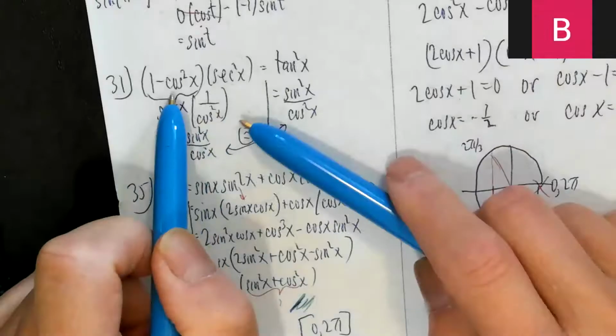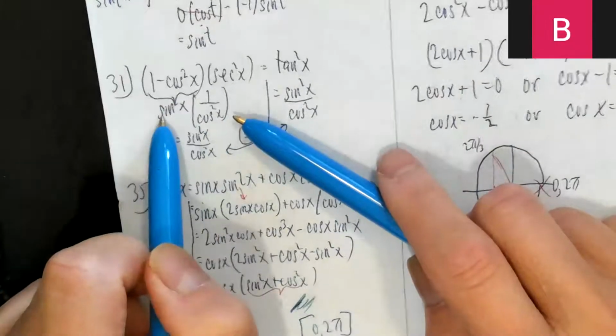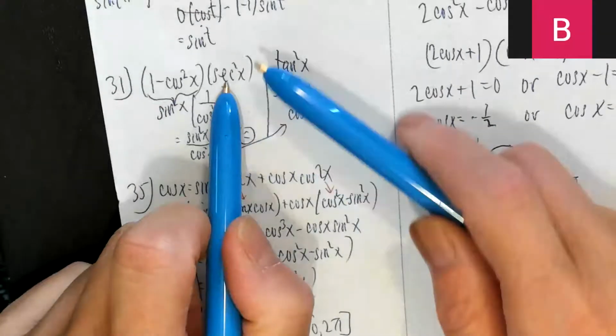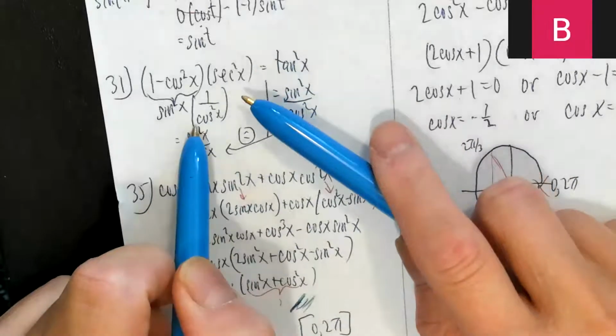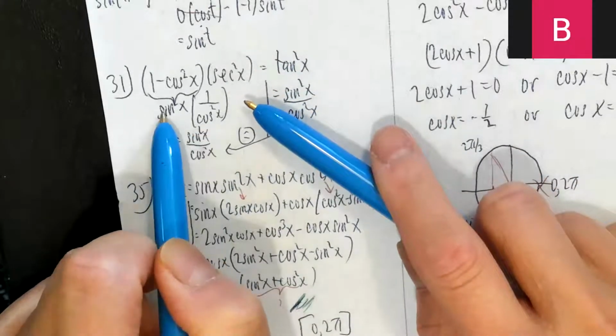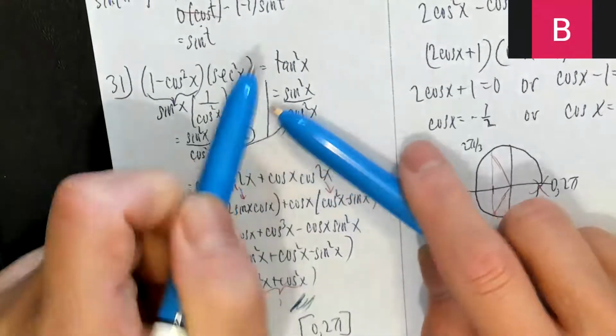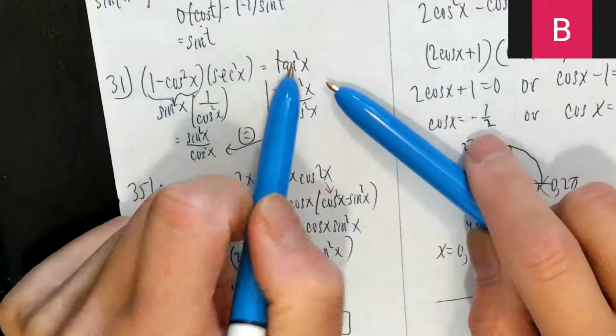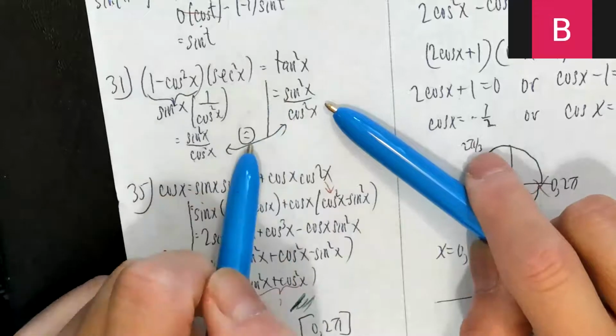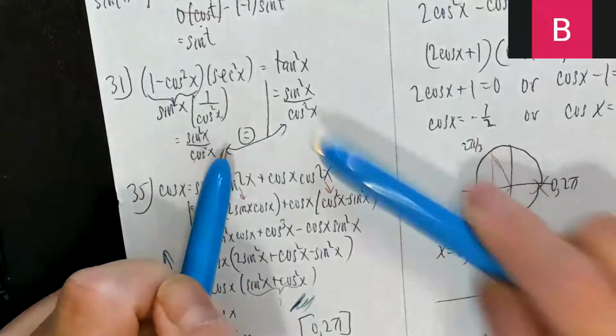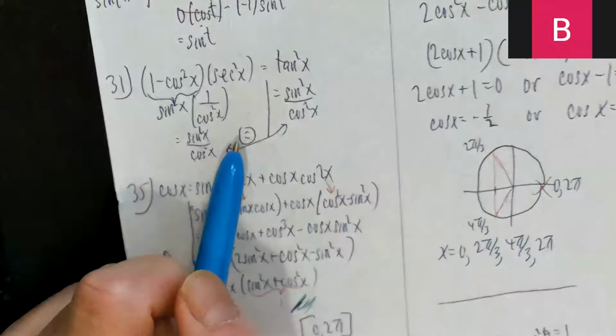So 1 minus cosine squared, I know, is sine squared x. Secant squared x is the reciprocal of the cosine, so I write this as 1 over cosine squared x. And then that times that is sine squared x over cosine squared x. And then the right side, I know tangent squared is sine squared x over cosine squared x. So there it is, they're equal.